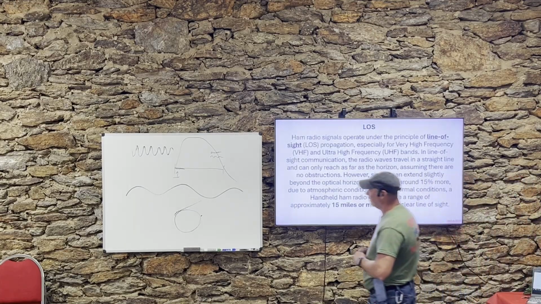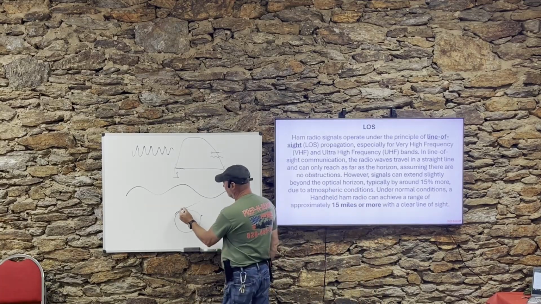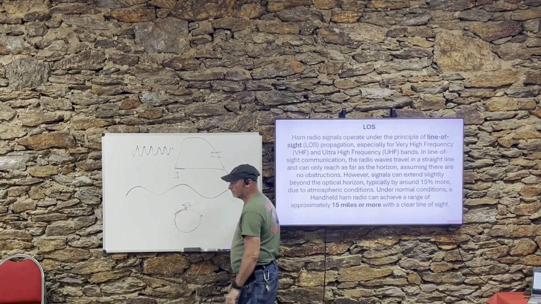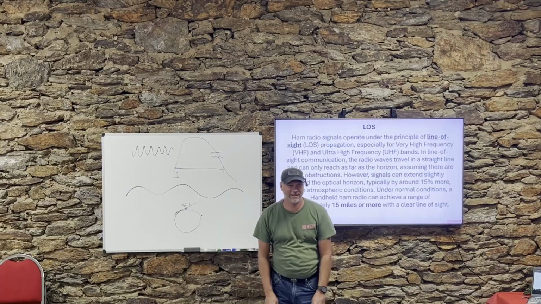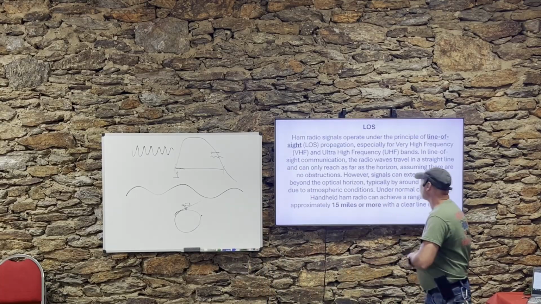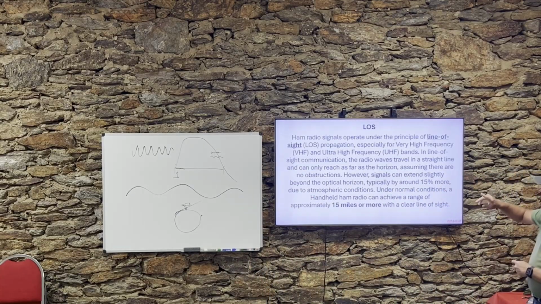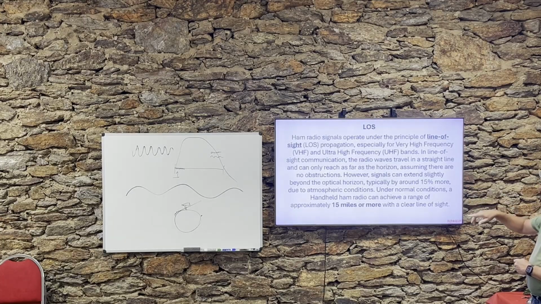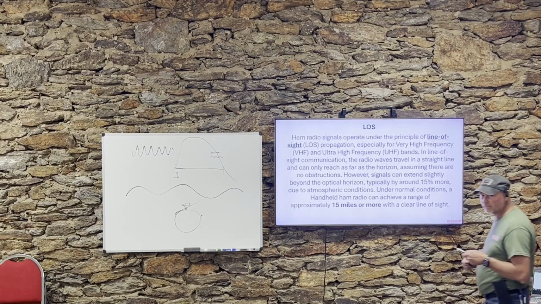All right. So now, what if you've got a tree growing right here? That's an obstruction. All right. However, signals can extend slightly beyond the optical horizon, typically around 15% or more, due to atmospheric conditions. Under normal conditions, a handheld ham radio can achieve a range of approximately 15 miles or more with a clear line of sight.